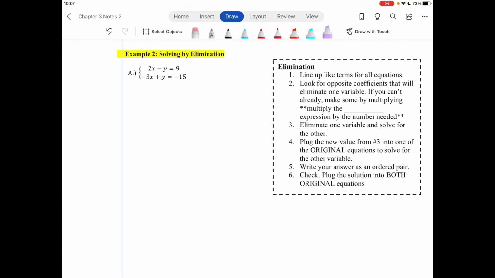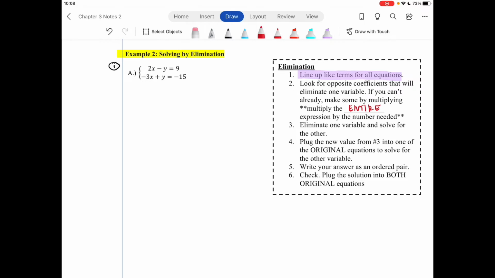Another method that we have is elimination. With elimination, we want to line up all of our like terms for the equation, meaning our x's are lined up on the same side, the y's are on the same side, and then all of our whole numbers are on the opposite side of our equation. Step number 1 here is already done for us. Step number 2 says we're going to look for opposite coefficients that will eliminate one of the variables. And if you can't already, we're going to make some by multiplying the entire expression by whatever number is needed.